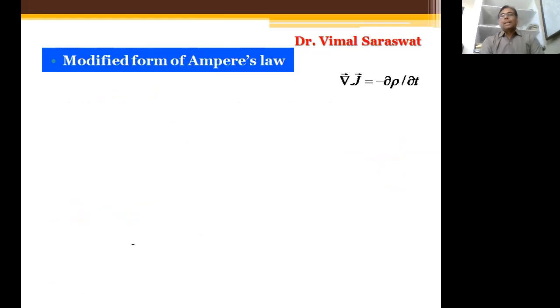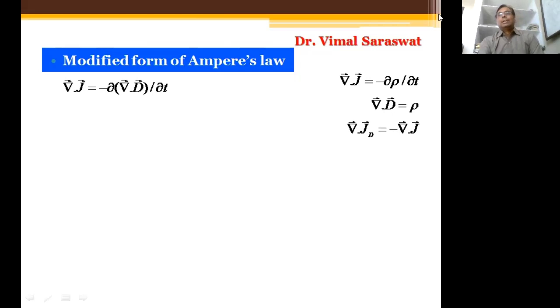But according to the equation of continuity, divergence J is equal to minus del rho by del T. And from Maxwell's first equation, divergence of D is equal to rho, where D is the electric displacement vector. So rho can be replaced by divergence of D in this equation. So divergence of J is equal to minus del by del T of divergence D. But from the previous equation, divergence of JD is equal to minus divergence of J.